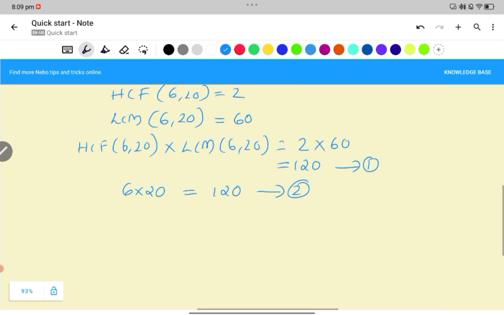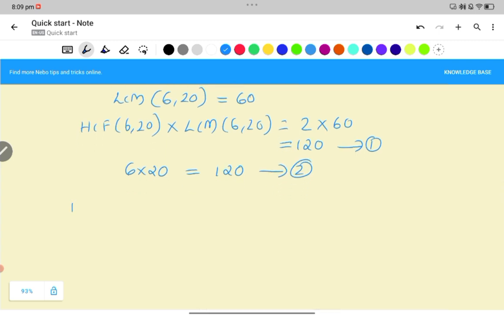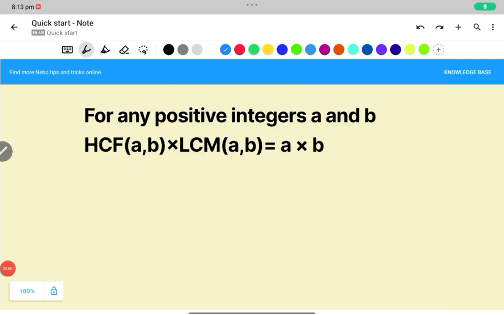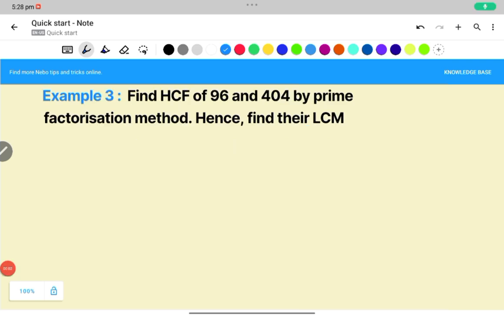So, by comparing 1 and 2, we will get HCF of 6 and 20 into LCM of 6 and 20 is equal to 6 into 20. Generally, for any positive integers a and b, HCF into LCM is equal to the product of those two numbers a and b.